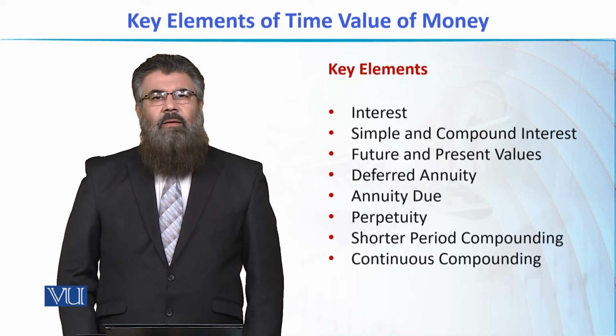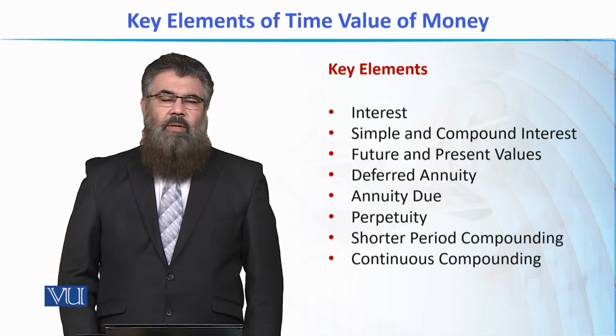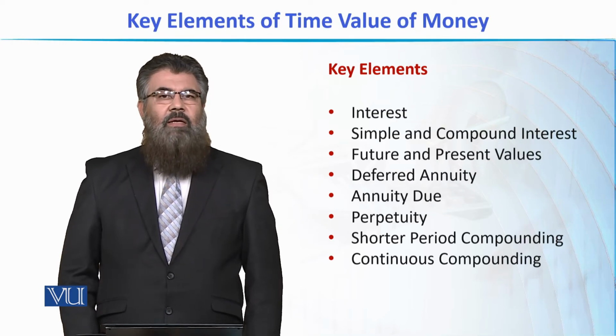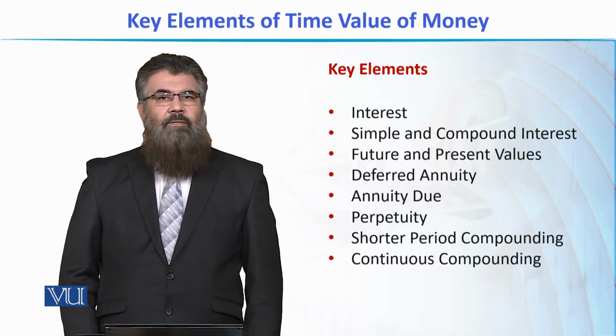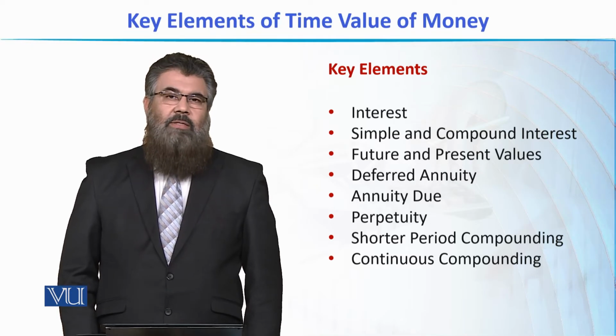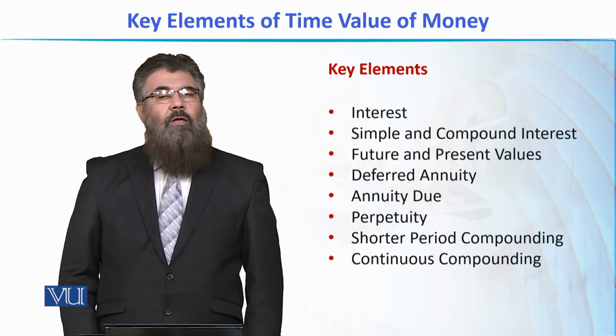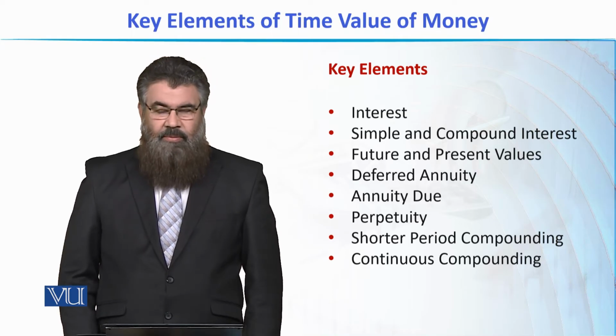An annuity that continues for infinite period of time, that is an annuity that never ends, is called a perpetuity. And it is possible for us to estimate the value of perpetuity in terms of its present value. But we cannot calculate its future value because the future value is somewhere in the infinity.